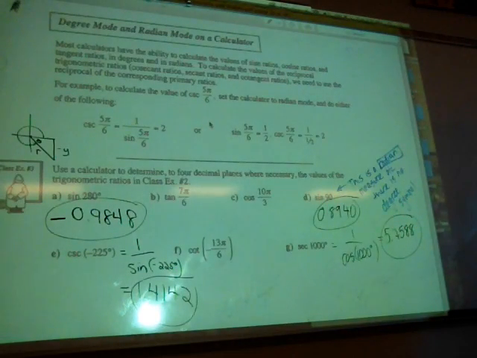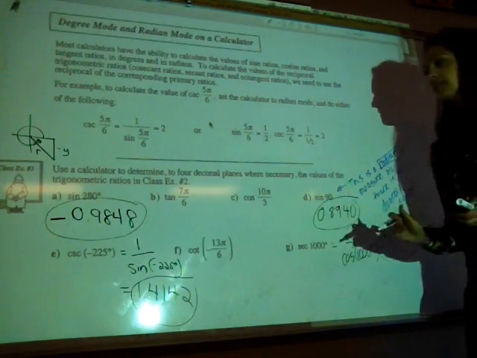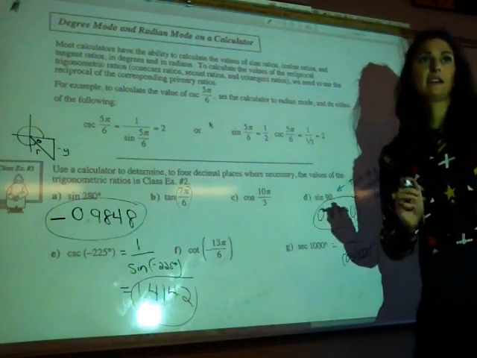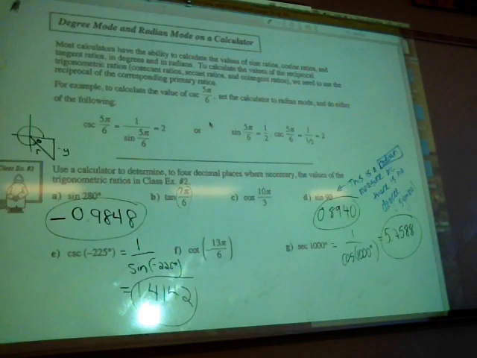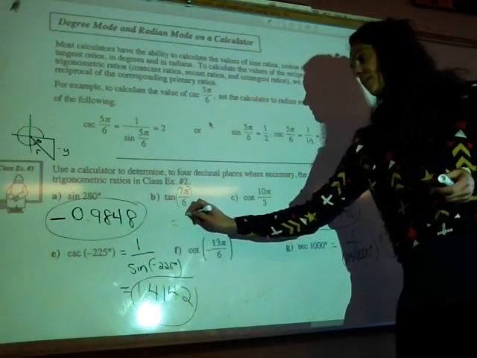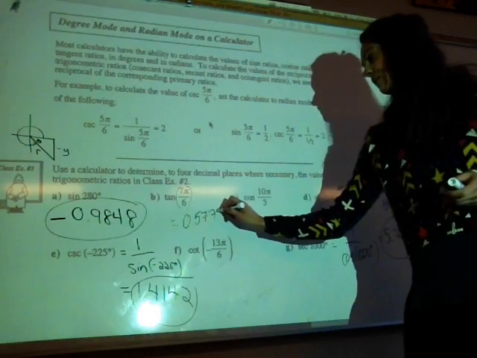Okay, let's go back to B. Tan 7 pi over 6. You're in radian mode, so you're literally putting in the pi. So tan 7 pi divided by 6, to 4 decimal places. 0.5774. You got it.